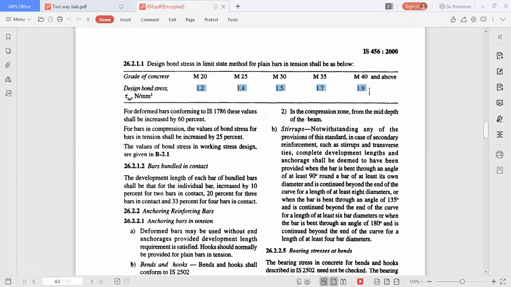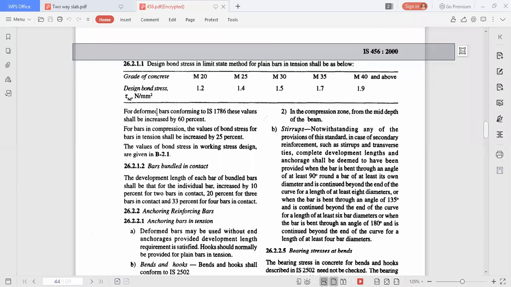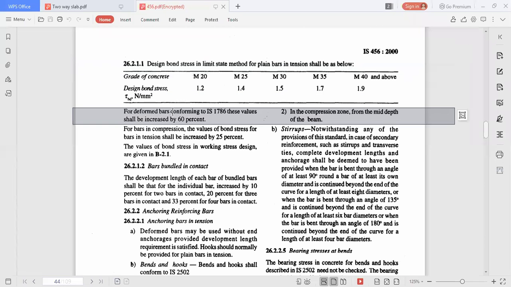So ఈ values ఎప్పుడు తీసుకోవాలి? If it is MS steel and that is placed in tension zone, then only these values will be considered for tau BD. ఒకవేళ HYSD bars అయితే ఏం చేయాలి? See here, for deformed bars conforming to this grade, this is the code of practice for HYSD bars. Okay, these values shall be increased by 60%.